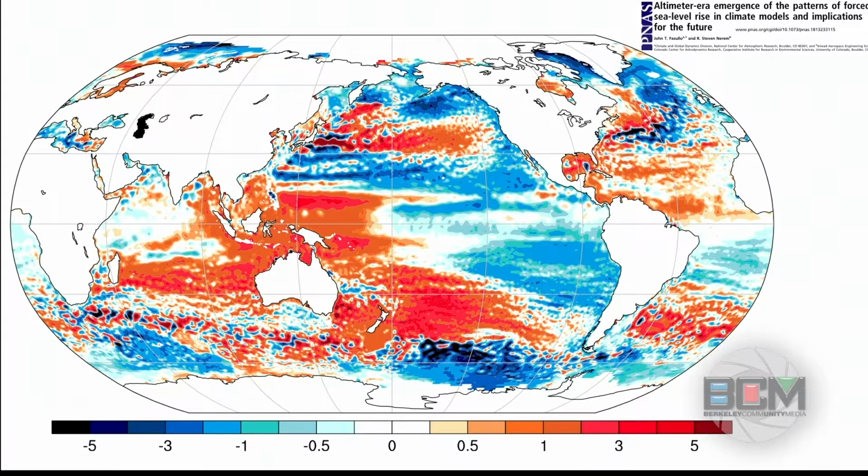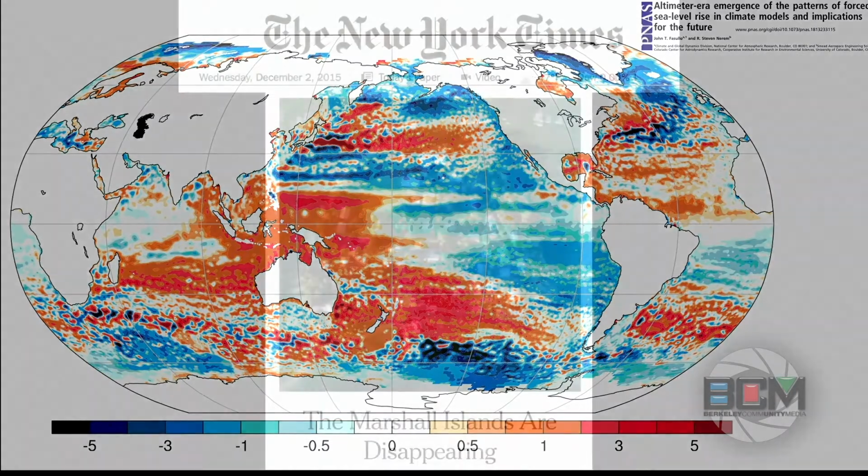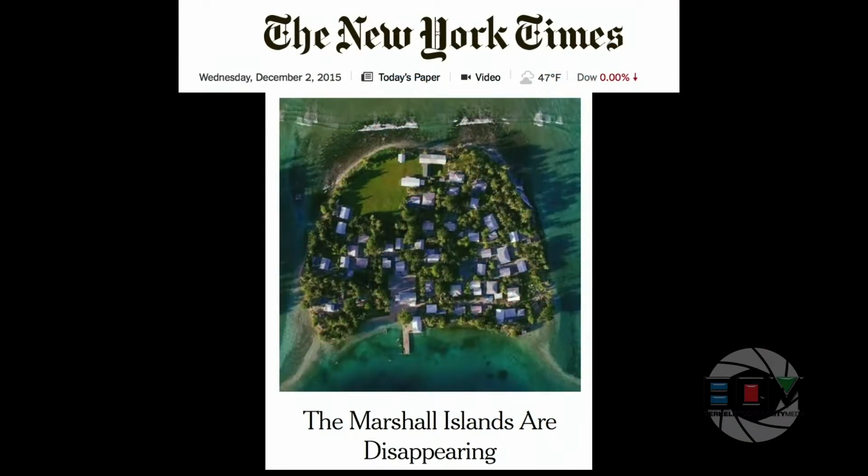There are some places where the sea level is rising more than others. Believe it or not, the oceans are not a flat bathtub. They actually have different levels for different parts of the world. And I want to call your attention to the fact that this region of the world is experiencing sea level rise much more rapidly than other parts of the world. And that is why, for example, that the Marshall Islands are disappearing.